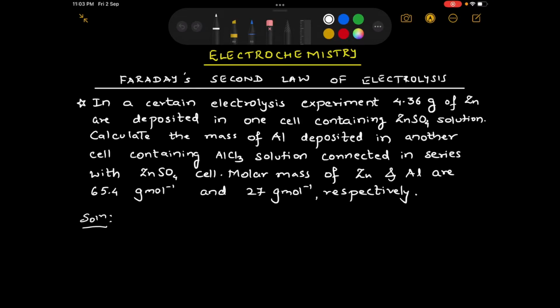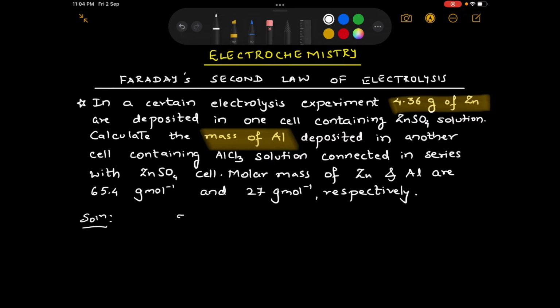Hello students, today we are going to solve a numerical from electrochemistry which is based on Faraday's second law of electrolysis. In a certain electrolysis experiment, 4.36 grams of zinc are deposited in one cell containing zinc sulfate solution. Calculate the mass of aluminium.